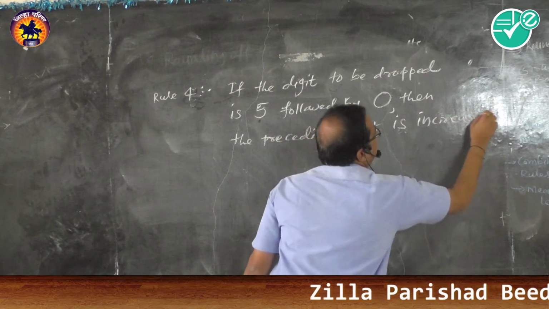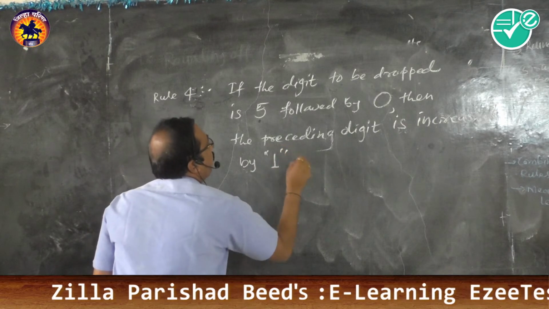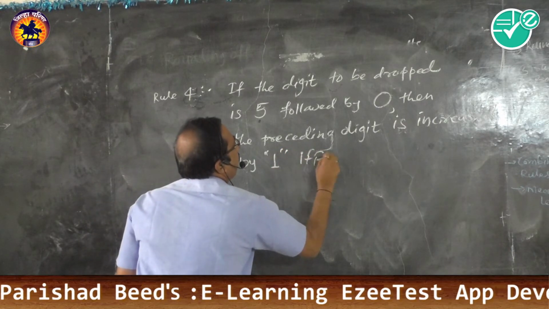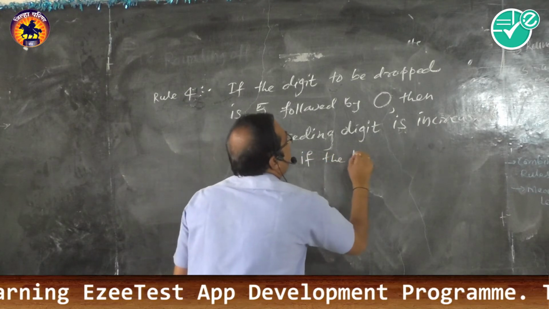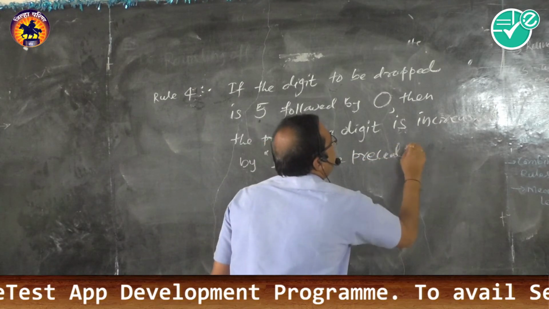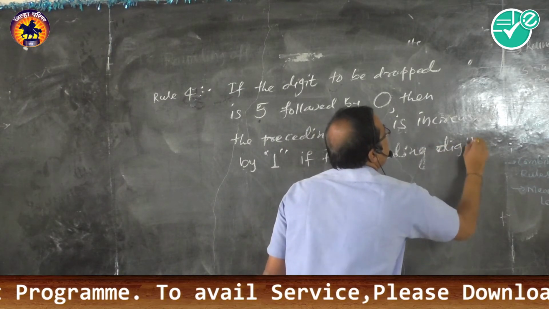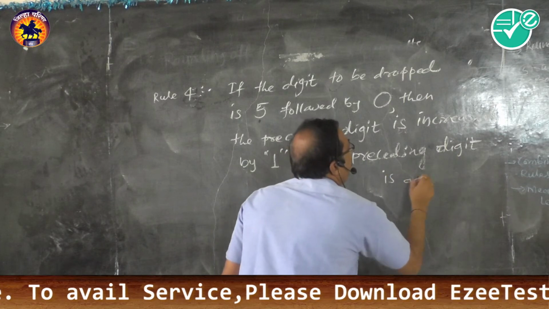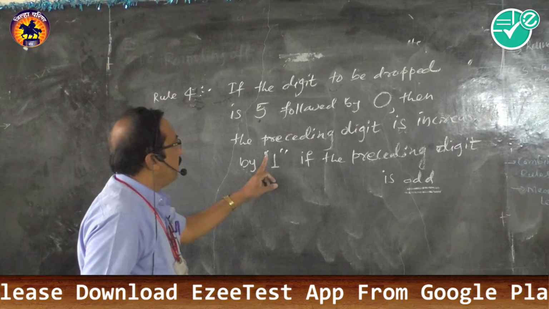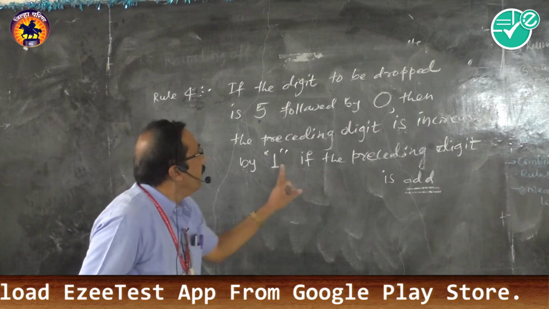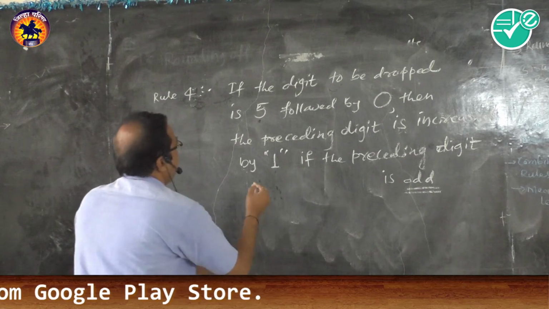increased, we can say increased by 1 if and only if the preceding number is odd. Preceding digit is odd. So you please keep it in mind that if the preceding digit is odd, then only it is incremented by 1, otherwise not. So let us see the example.